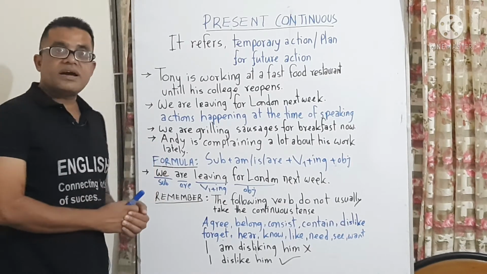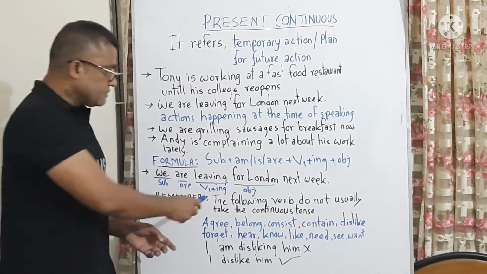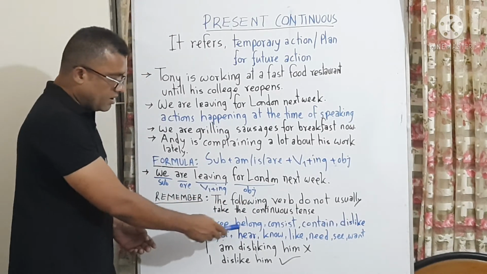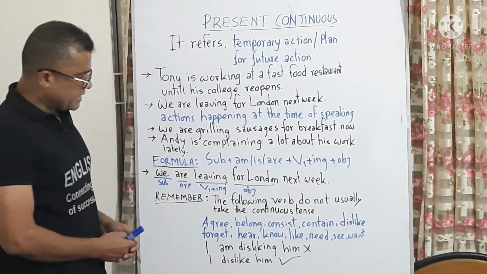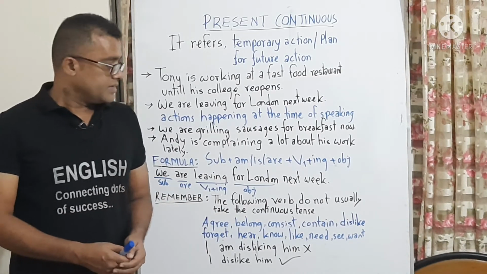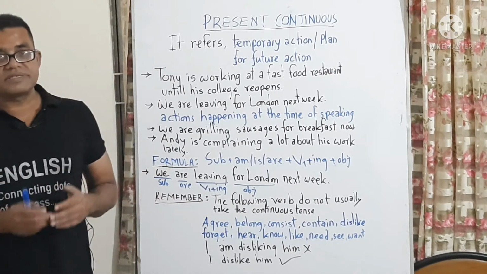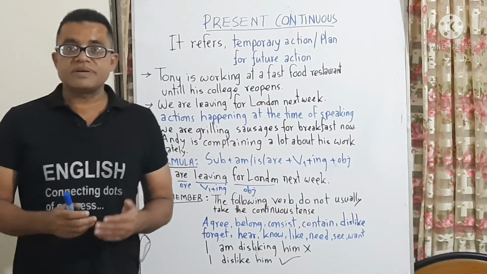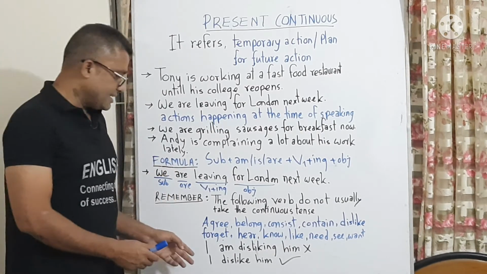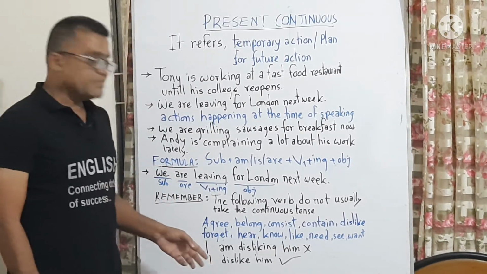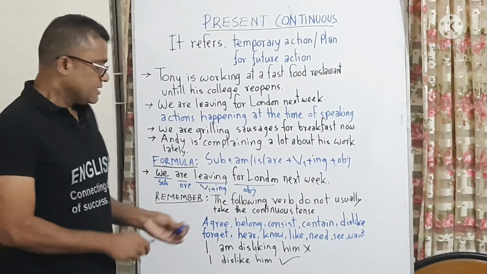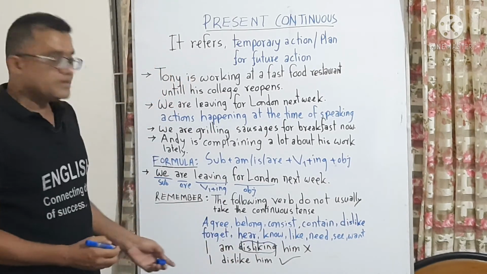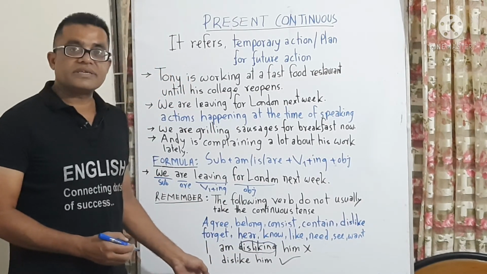And there is another thing you have to remember. The following verbs do not usually take the continuous tense. Agree, belong, consist, contain, dislike, forget, hear, know, like, need, see, want. That means that you cannot write these words with present continuous tense. Here is an example for you. I am disliking him. That is totally wrong, because dislike will not take ing with it. The correct answer will be I dislike him.